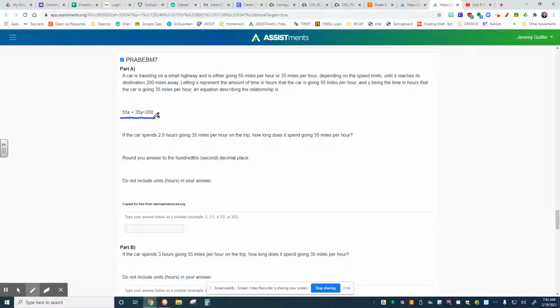So if that car spends 2.5 hours going 35 miles per hour on the trip, how long does it take going 55 miles per hour? This is going to be a substitution problem where I take the time that's given and apply it to the correct value that I should. So we should see 55 times X plus 35 miles per hour for 2.5 hours. That's a 5, I promise, is equal to 200.